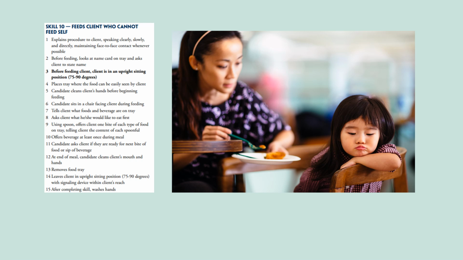The skill also has some specific steps directing the candidate on the position of the patient. Step 3. The client must be seated upright 75 to 90 degrees. Most candidates perform this skill with the client in bed. It is important that the client be sitting upright at 75 to 90 degrees. The evaluator is scoring the step based on the client position, not the head of the bed. At the end of the feeding, step 14, the client should be left in the upright position.